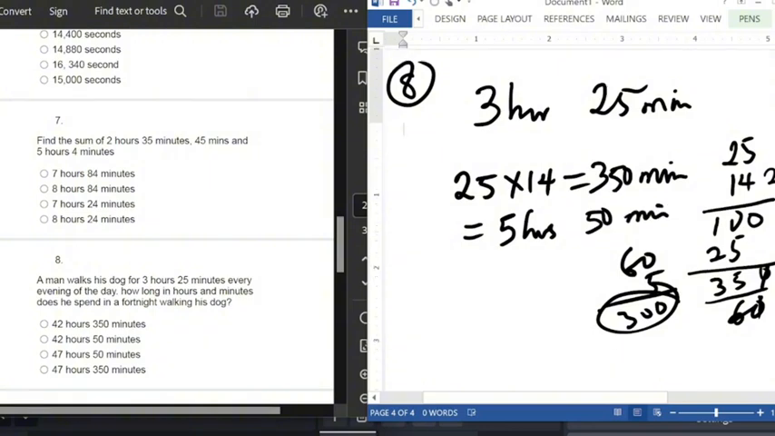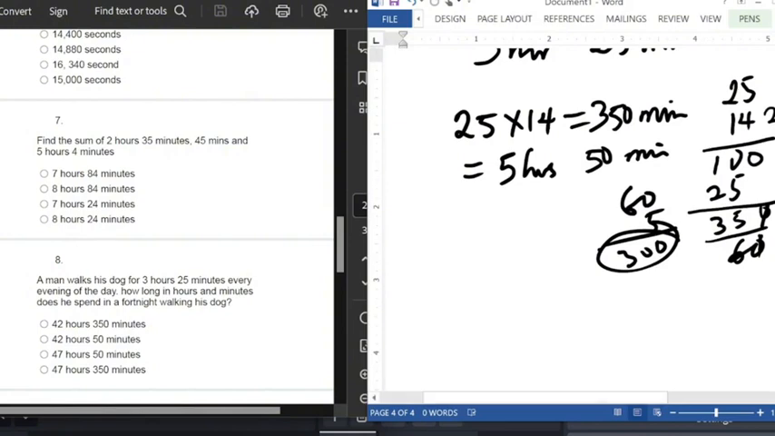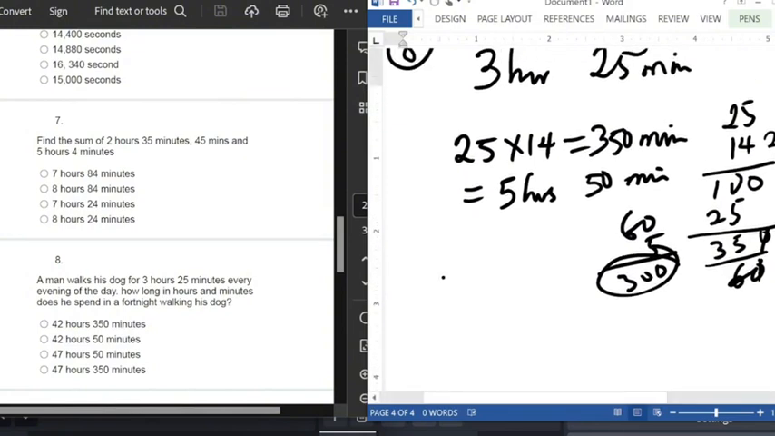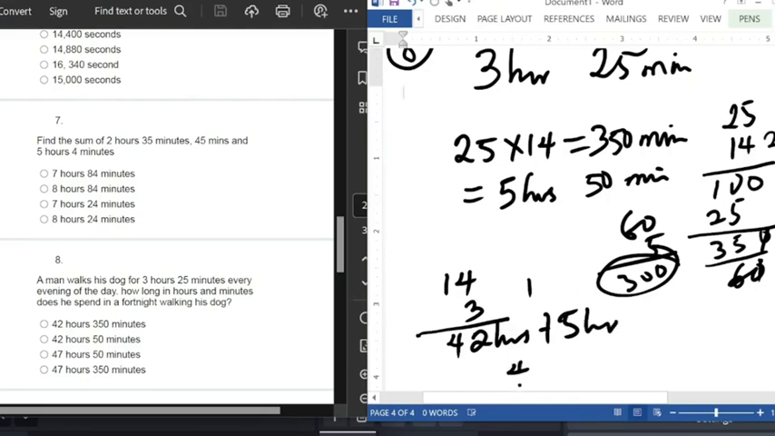So the next stage is now to find how many hours we are going to have in 14 days. So 14 days times 3 hours. So that is 3 times 4, that is 12, carry 1, and that's going to be 42 hours. So this 42 hours plus 5 hours that we have there will give us 47 hours, right? Then 50 minutes. I hope I'm making sense. So we have it there, 47 hours 50 minutes, which is option what? Option C there.